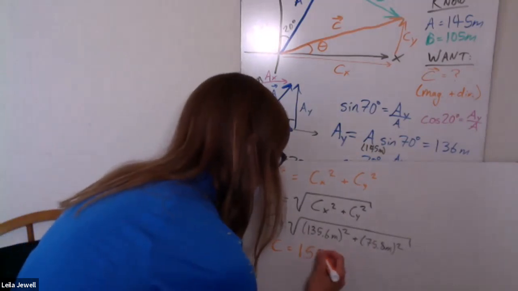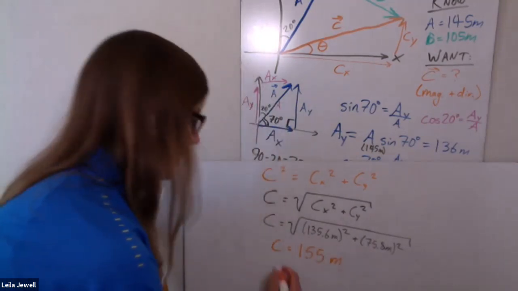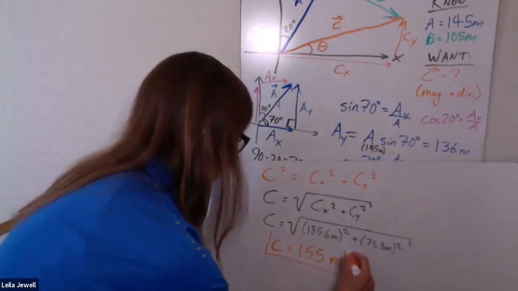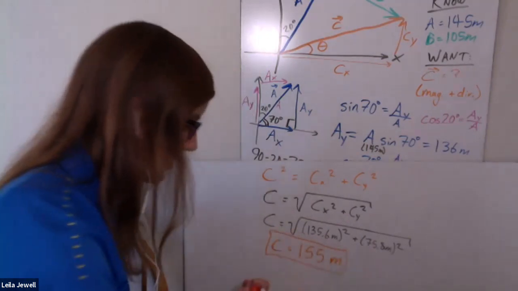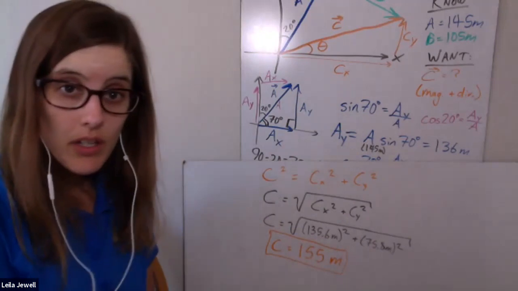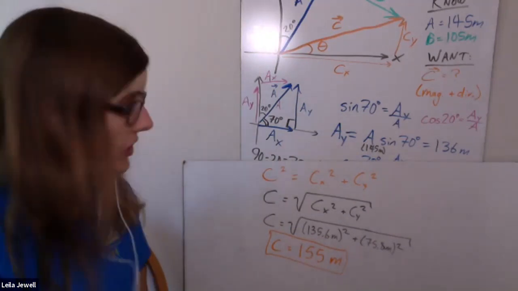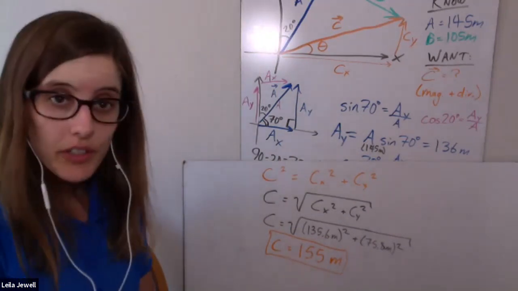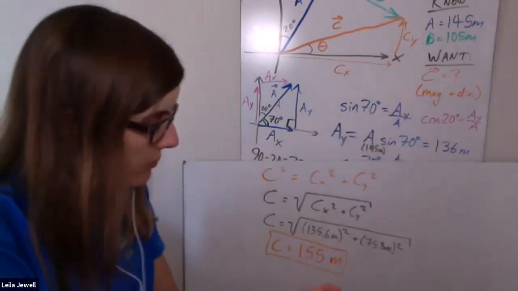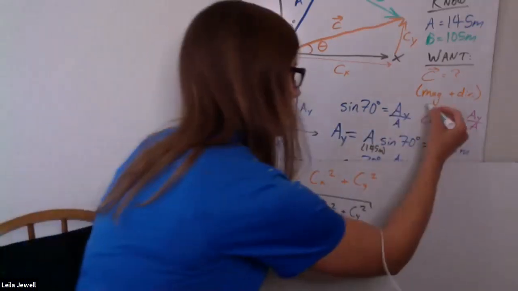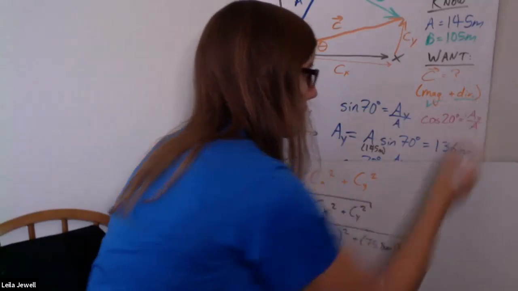And here I'm sticking with 3 significant figures, because that is what our data was. It specified 3 significant figures. All right, so this gives us the magnitude of the resultant vector. That's our first part of this. Cool, magnitude check. Now we just need the direction.